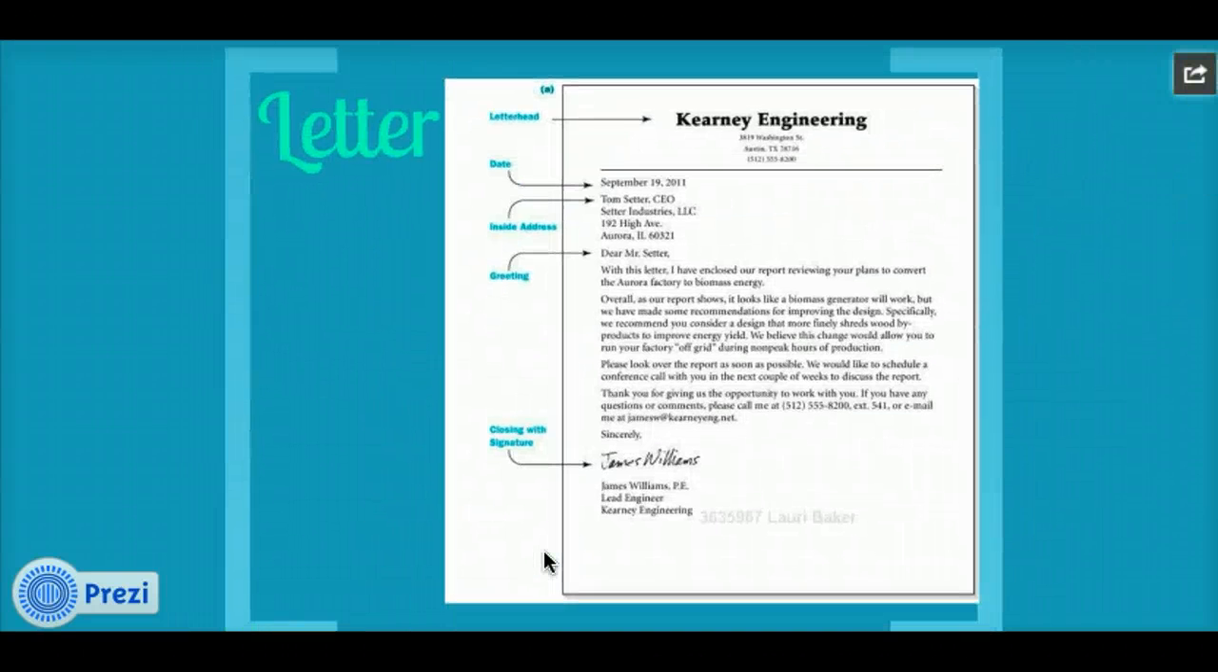On the other hand, a letter is a document sent to someone in a different organization or company, or just outside of your company. So that's why we have your letterhead at the top and the address for whoever you are sending it to inside. Notice that letters do have a signature at the bottom.